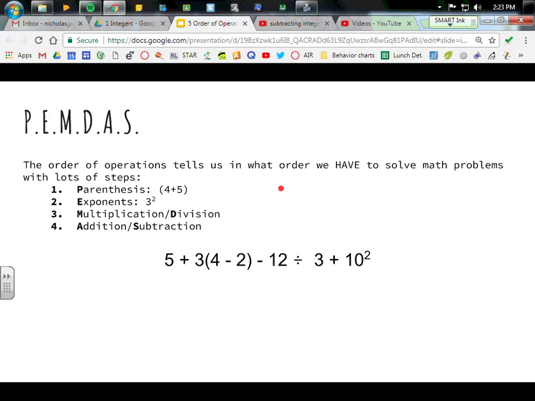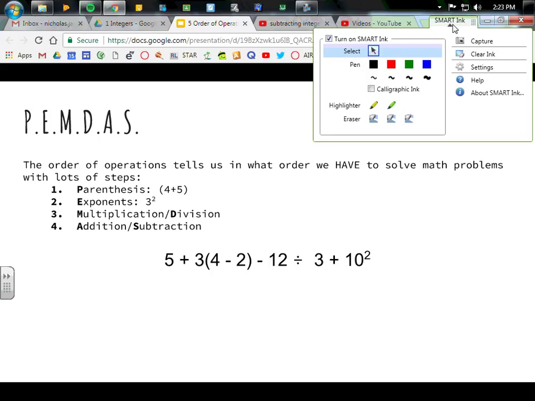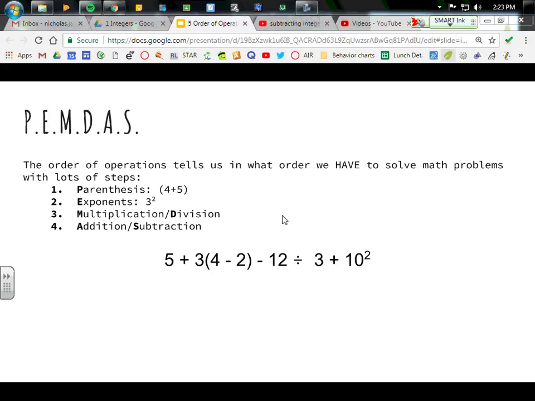All right, here we have the problem: 5 plus 3 times (4 minus 2) minus 12 divided by 3 plus 10 squared. Seems like a pretty long problem, and there are going to be many steps involved, but it's easy if you know your order of operations. So first of all, let's just look and see if we have any parentheses in here. We do right here. What's going on in these parentheses? We have the problem 4 minus 2. So that must be done first.